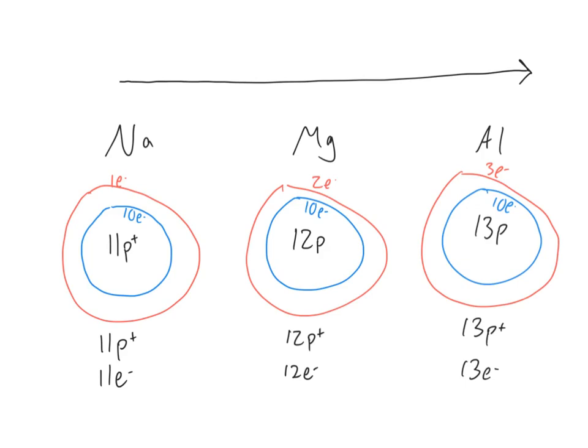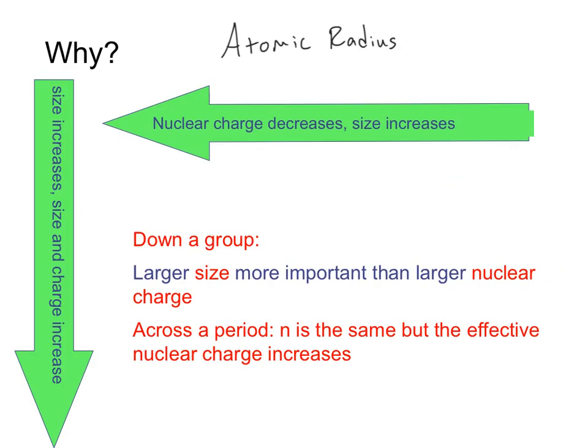This point of view will help us to visualize some of the periodic trends that we look at shortly. The first trend that we're going to look at is the size of an atom, or the atomic radius.